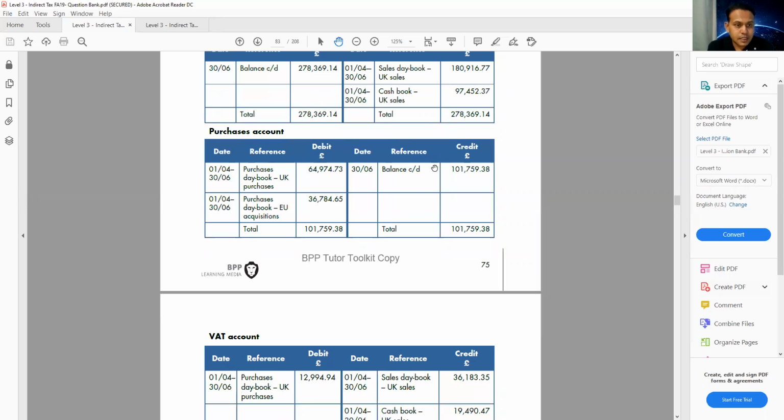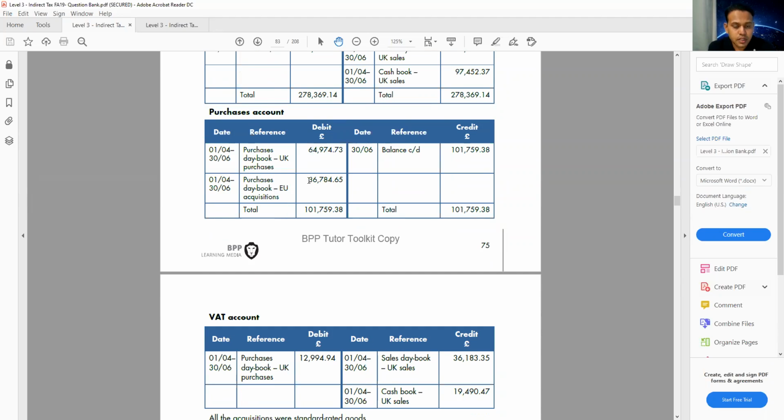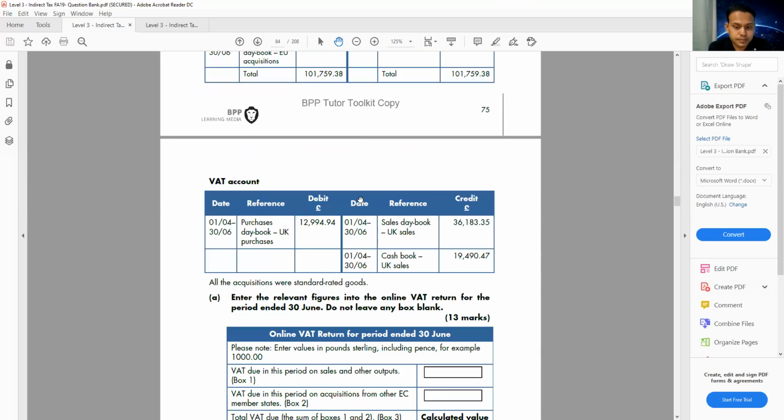Then purchase account, we can see here we have a purchase from UK, that is 64,000. Purchase from EU is very important because this is relevant. So when there is a purchase from the EU, that's my acquisition. And this also needs to be calculated for one of the boxes. And normally, if the question doesn't say anything, you have to calculate the VAT at 20% on that straight away. Then you have a balance c/d, that's my total purchase, including UK and EU.